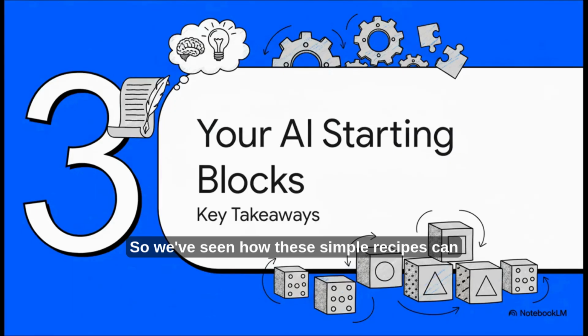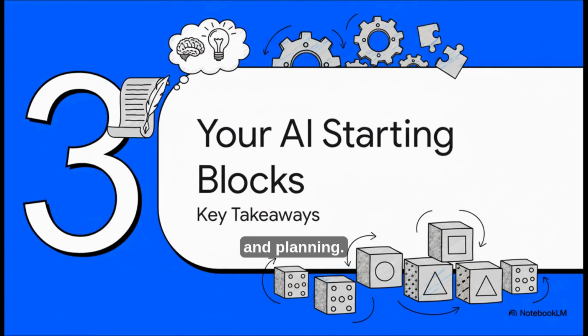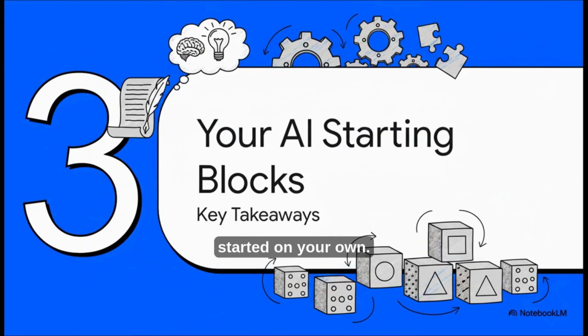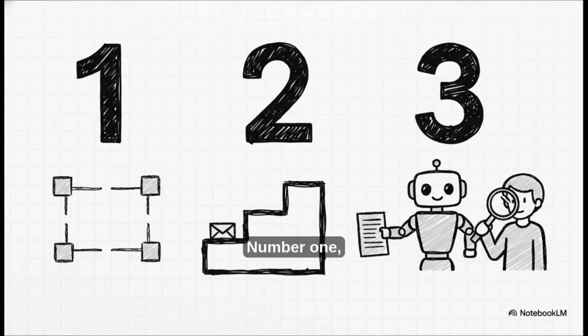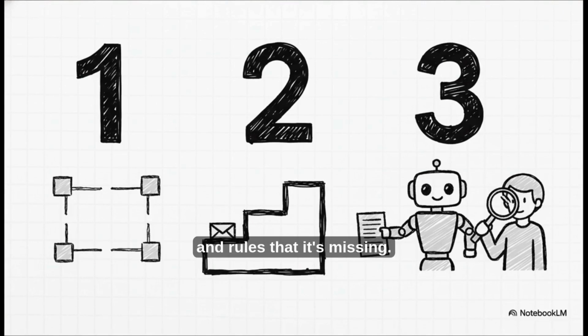So we've seen how these simple recipes can create some pretty incredible results for both communication and planning. Let's wrap things up with the key things to remember as you get started on your own. Okay, here are your 3 big takeaways. Number 1, templates work because they give the AI the specific context and rules that it's missing.